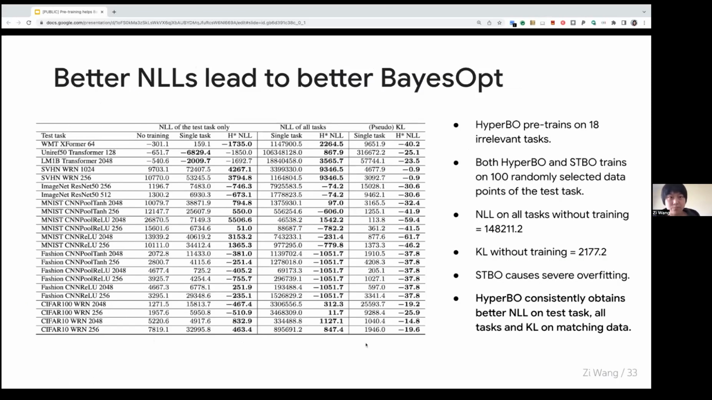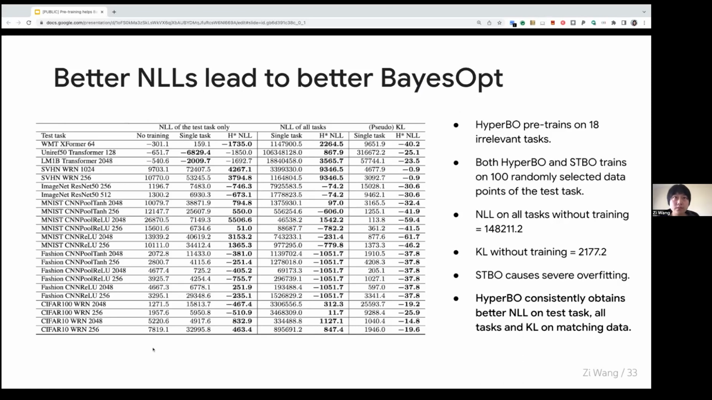Okay, this is an important slide I want to tell you about, which really characterizes how negative log likelihoods matter to Bayesian optimization. In this case, we use these methods, the HyperBO one pre-trained on 18 irrelevant tasks. They don't share the same data set, like whether it's CIFAR-10 or CIFAR-100. And then both HyperBO and single task BO train on 100 randomly selected data points of the test tasks.